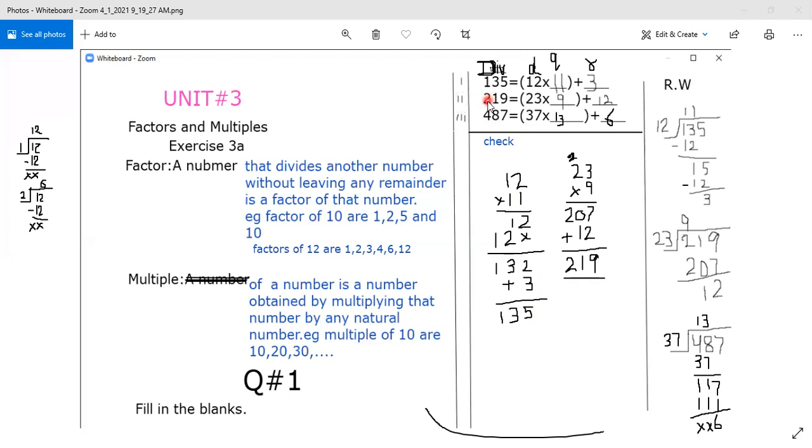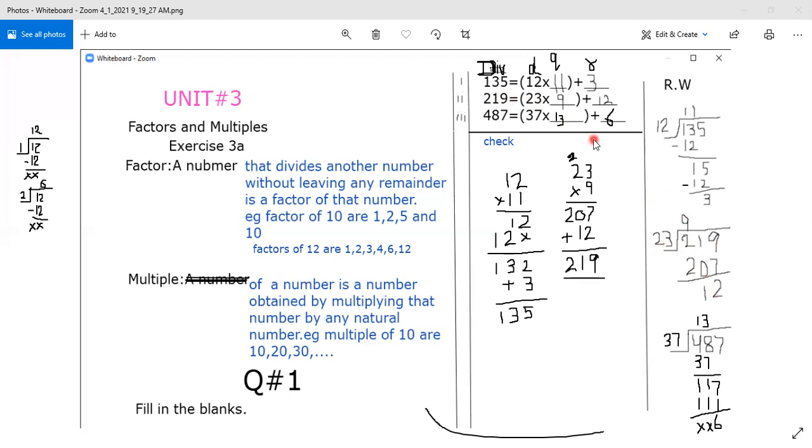Now in the second part, you can see two numbers are given and two blanks are given. First number is 219 and the other number which is given is 23. What we have to do is just divide these two numbers and we will get our answers. 219 divided by 23. Here I have done it for you. 23 times 9 gives us 207. When we subtract 207 from 219, our remainder is 12.